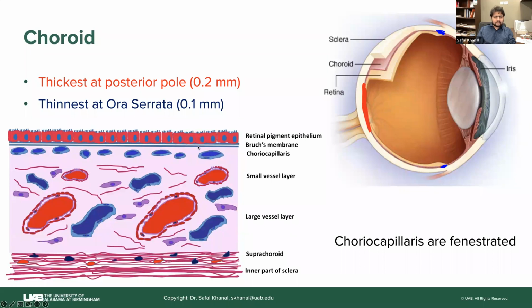It contains these layers. The outermost layer is Bruch's membrane, which is attached to the retinal pigment epithelium. Underneath that is the layer of choriocapillaris, which are fenestrated and help to pass the fluid. There is your layer of small vessels and large vessels, Sattler's and Haller's. And then the innermost part is the suprachoroid, and then comes the sclera.